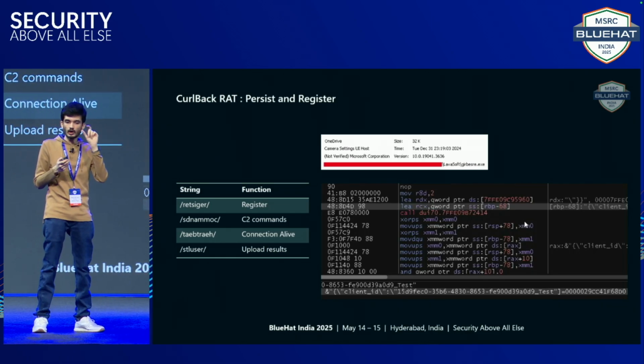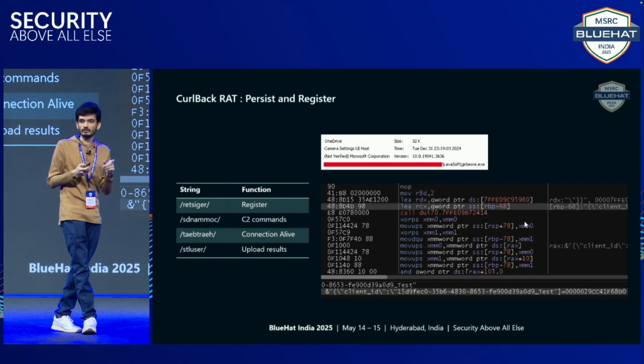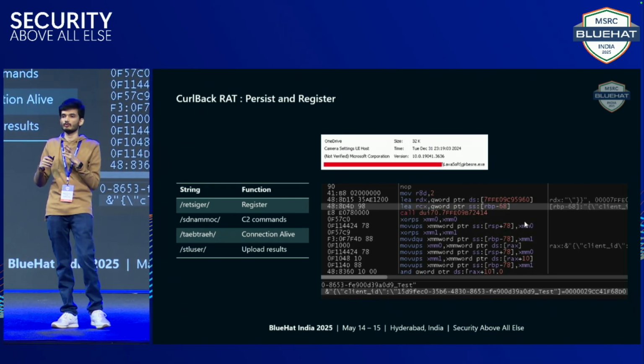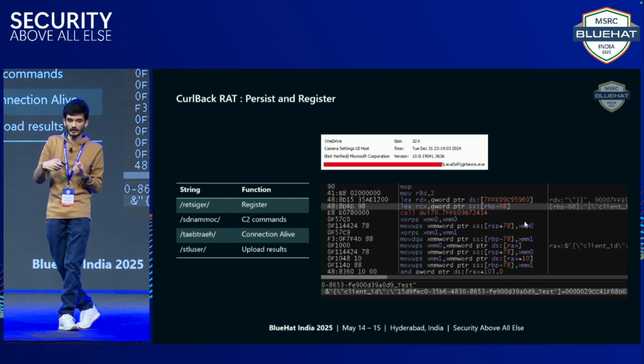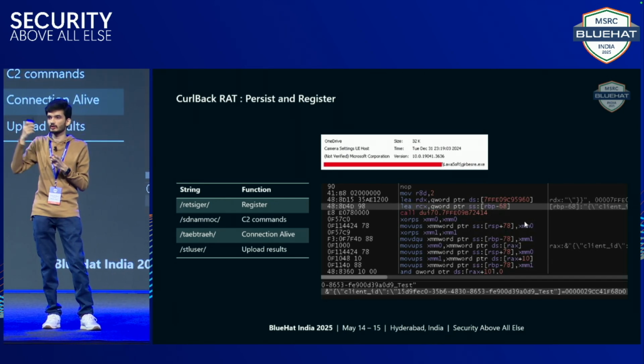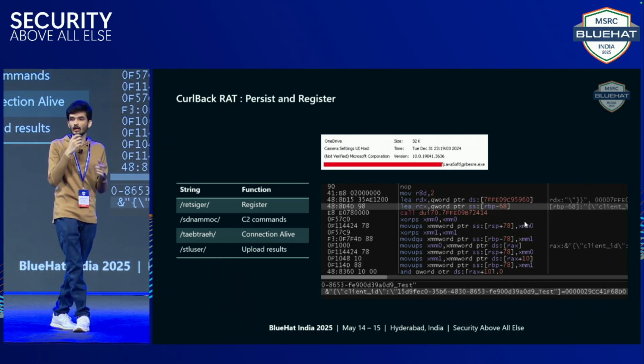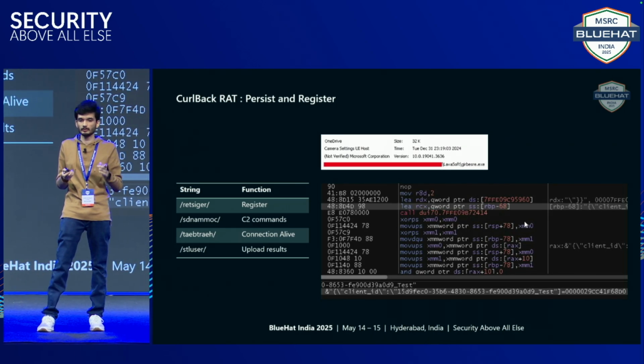The initial four commands that we observed are in reversed format. These are again used to register the victim, fetch the C2 commands, and keep the connection alive so that the attacker and victim maintain specific connections, and then finally upload all the results to the attacker.